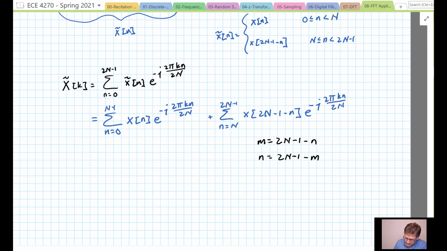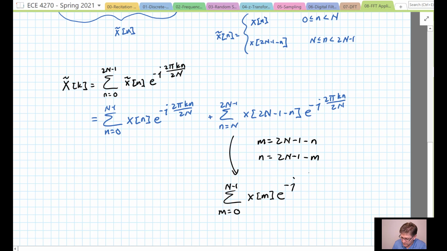So this second term, then, when n is equal to capital N, m will be N minus 1. And when little n is equal to 2N minus 1, m will be 0. Since we're just summing up points, let's put this in the correct order, 0 to N minus 1. So we're summing up all those points, and that should be an m. Now we have x[m].